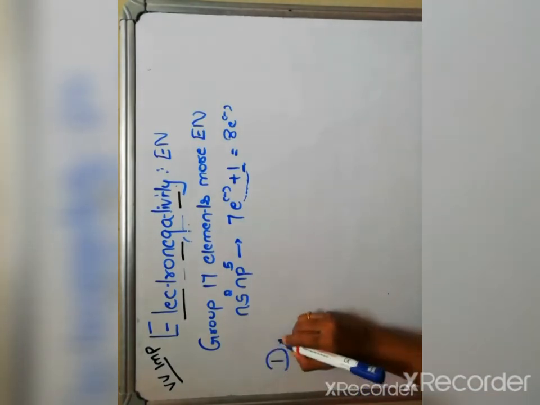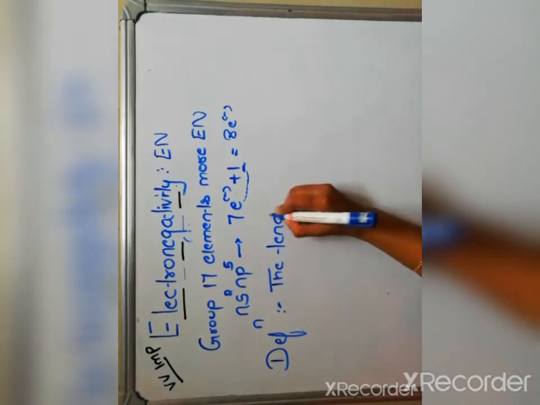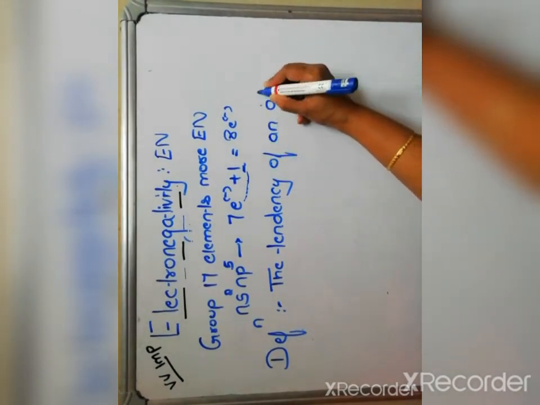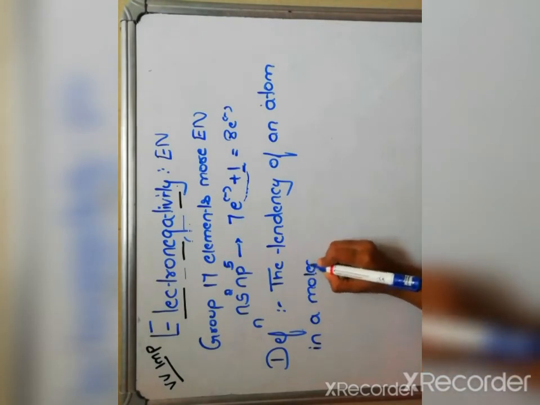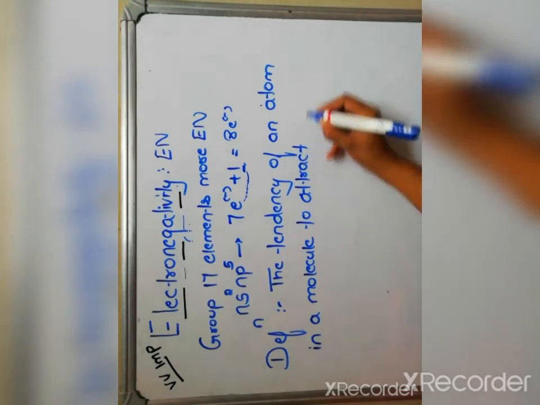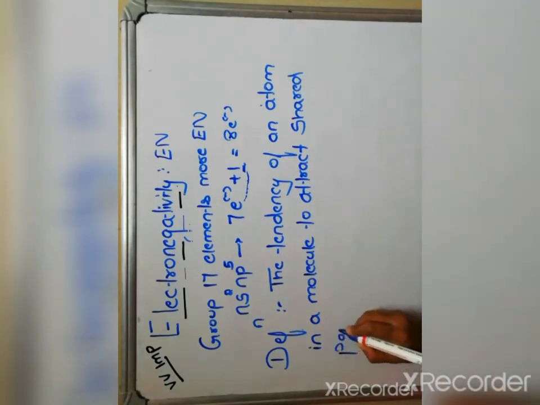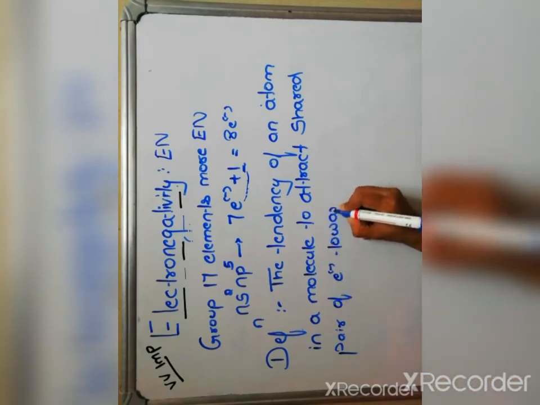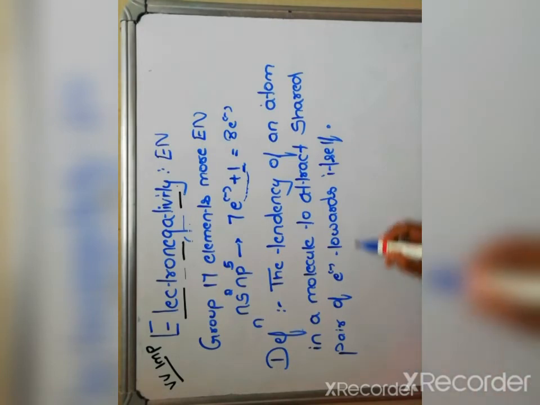Now we will see the exact definition for electronegativity. It is defined as the tendency of an atom in a molecule to attract the shared pair of electrons towards itself. So this is called electronegativity.